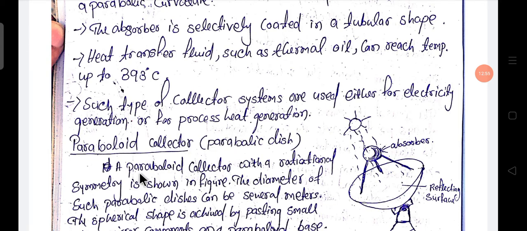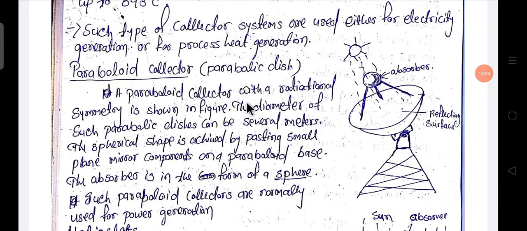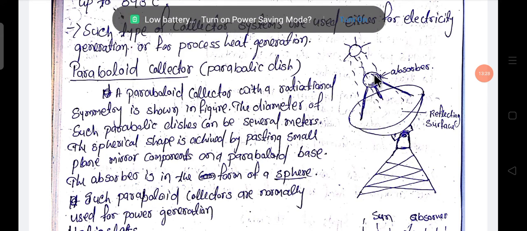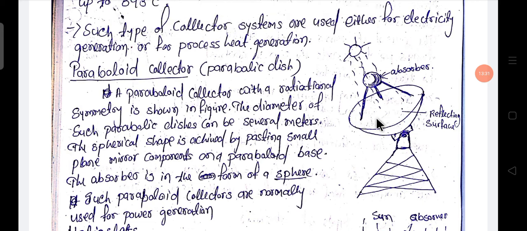Then see what is a paraboloid collector. A paraboloid collector with rotational symmetry is shown in the figure. This is the paraboloid collector. This paraboloid collector has a paraboloid reflector and an absorber in front of that reflector, at the focus point of that parabolic reflector.